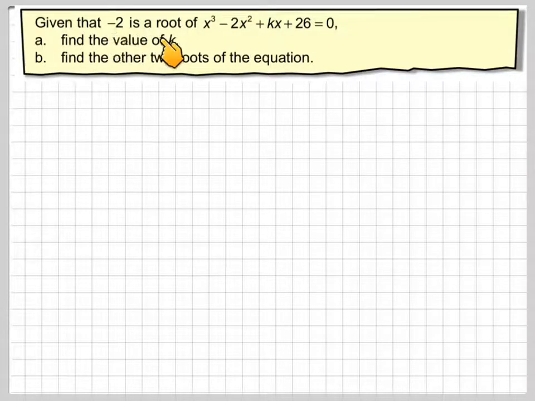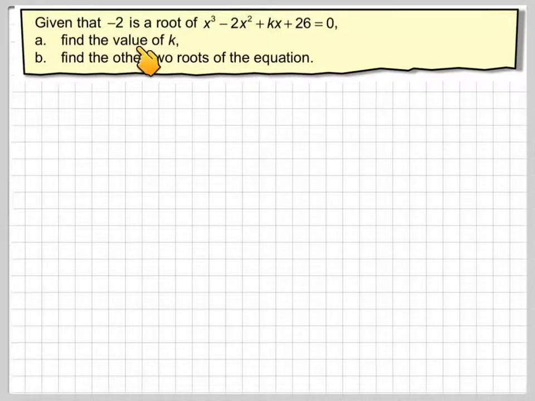Given that minus 2 is a root of x cubed minus 2x squared plus kx plus 26 is equal to 0, find the value of k and the other two roots of the equation. So if we've got one real root, then we're probably going to expect two complex roots, which are conjugates.